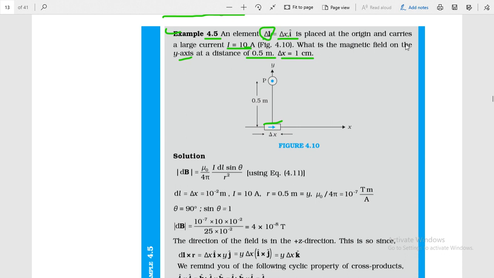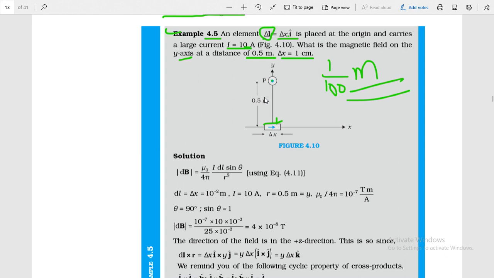Now what is the magnetic field on the y-axis? You have to find the magnetic field at this point P at a distance of 0.5 meters. You can see this distance is 0.5 meter, and the value of delta x is 1 centimeter. It means 1 by 100 meter, because all the other physical quantities are given in the MKS system. You must take the length delta x also in meters, because meter is the unit of the MKS system.